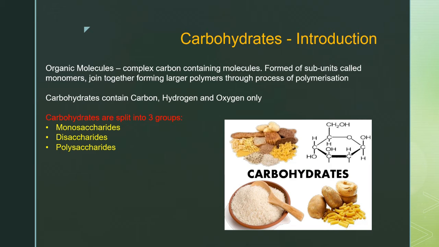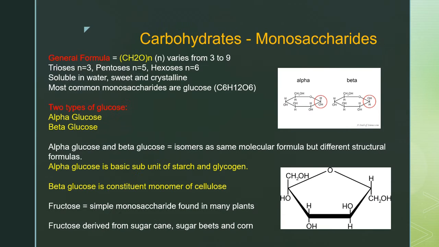So carbohydrates. We'll start off by telling you what an organic molecule is, and this is a complex carbon-containing molecule formed of subunits called monomers. They join together forming large polymers through the process of polymerization. Carbohydrates contain carbon, hydrogen and oxygen only, but carbohydrates are split into three groups called monosaccharides, disaccharides and polysaccharides.